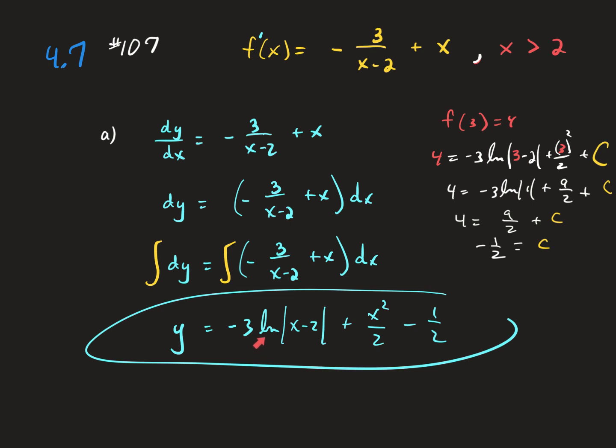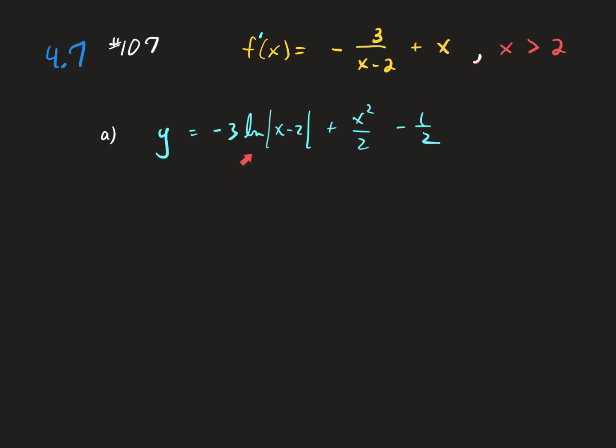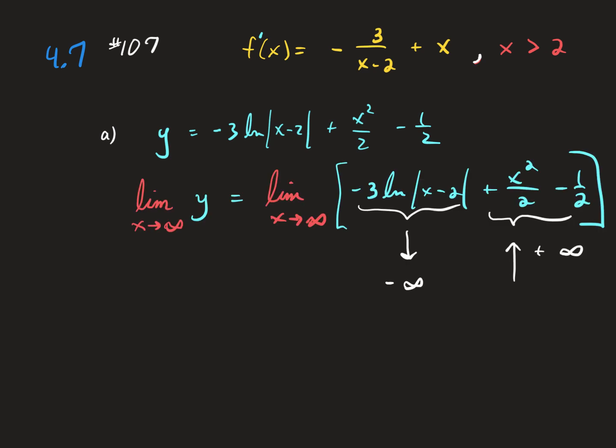All right, but onward to the question at hand, part B, which said, for your solution in part A, find the limit as x approaches infinity. Well, if we take the limit as x approaches infinity, we can see that this term is approaching -3 times the natural log of the absolute value of infinity. We know that the natural log curve does approach infinity, so this is approaching -3 times infinity, or we can say negative infinity.